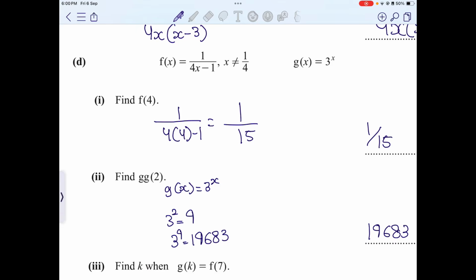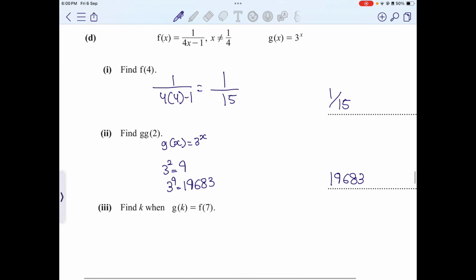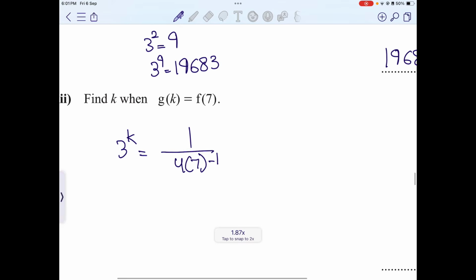19,683. Now it says find k when g of k is equal to f of 7. Basically g of k is 3 raised to k, we don't know the value of k, and it is equal to f of 7. f of 7 would mean 1 over 4 times 7 minus 1. So then 3 is raised to k.